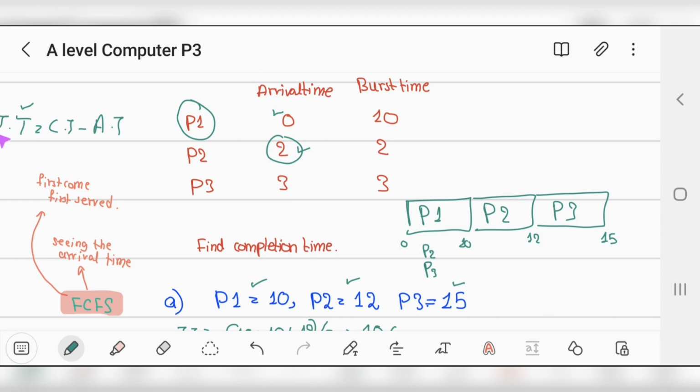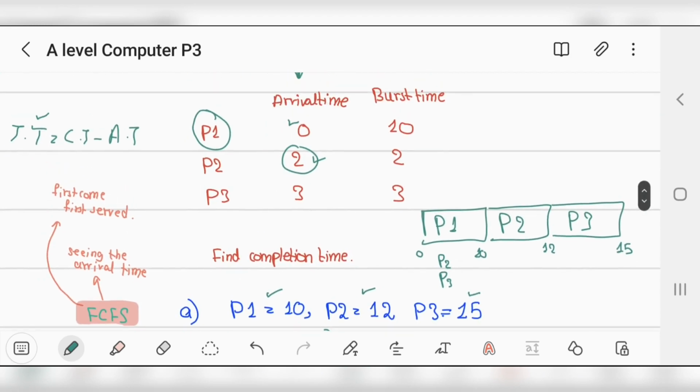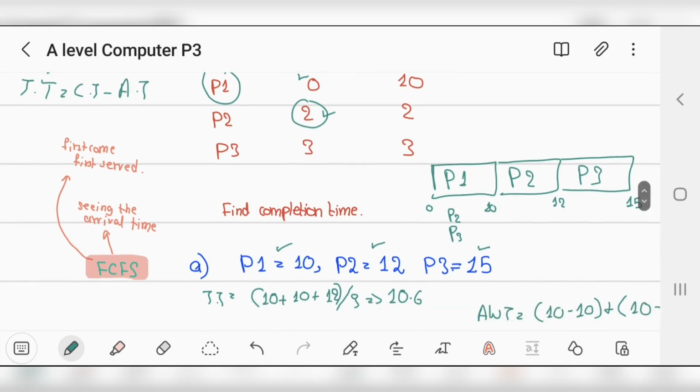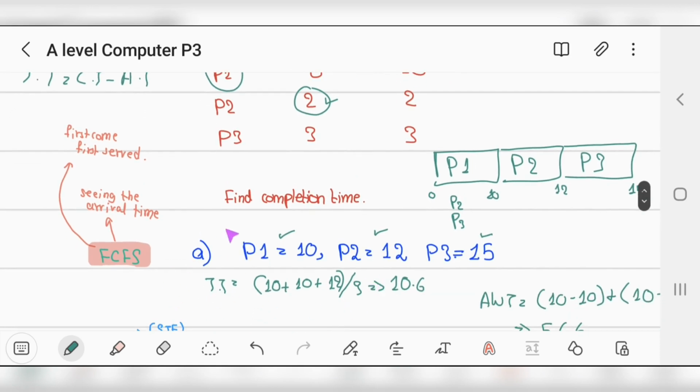Now I'm just going to calculate this right away. So 10 minus 0, it will remain 10. 12 minus 2, it will be 10. 15 minus 3, it will be 12, and then divide by 3 to calculate the average turnaround time. So it will be 10.6.